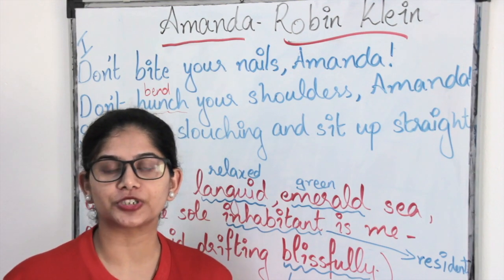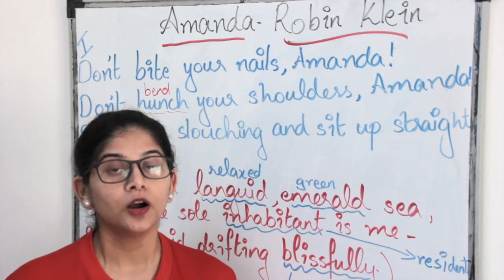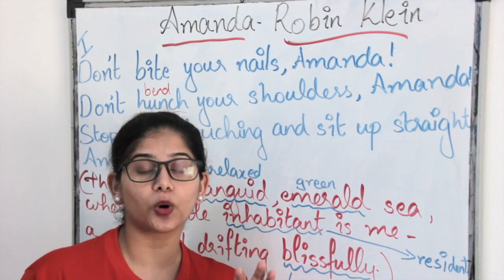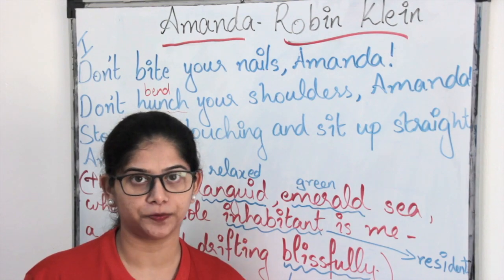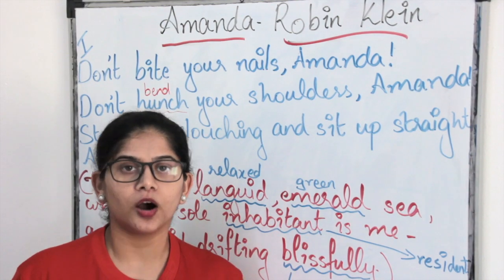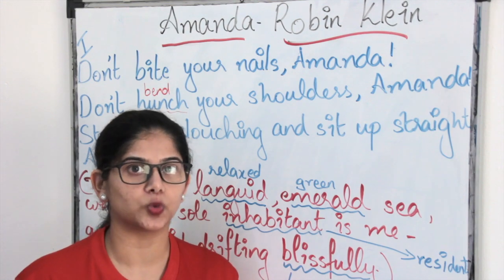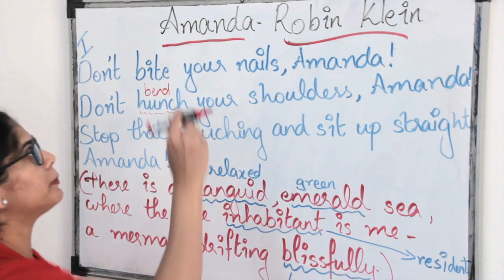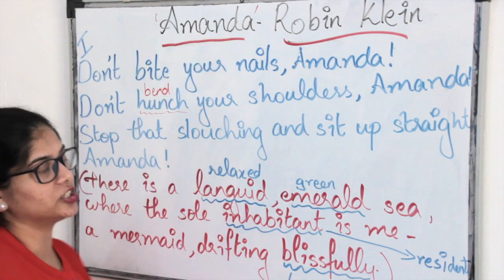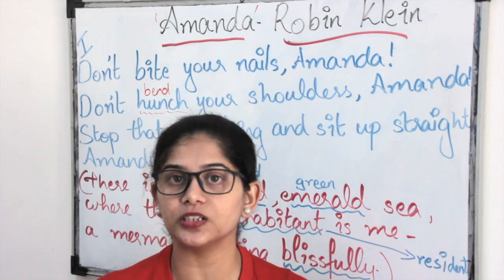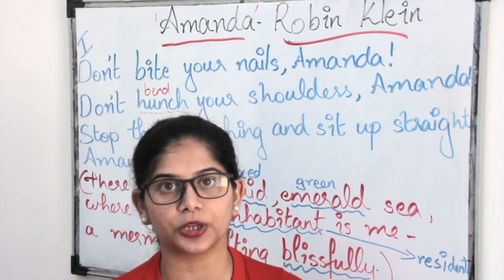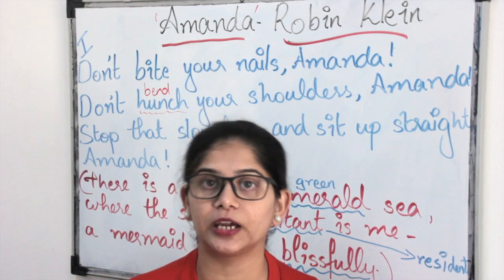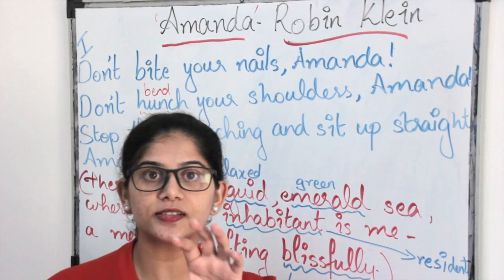Before moving to the poetry, we should know who Robin Klein is. Robin Klein is a poet from Australia, and he has focused more on children's literature. People, you may know that is one of his famous works. In this poetry, as you can see from the title, Amanda is the name of a teenager, the protagonist of the story. The whole story revolves around this particular girl named Amanda. So she is a teenage girl.